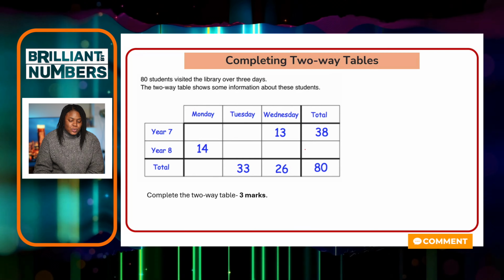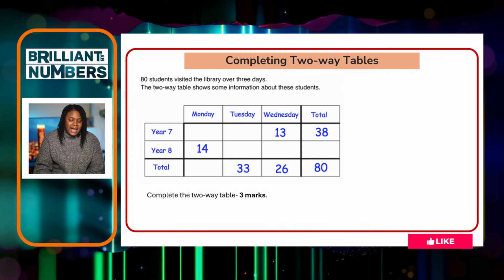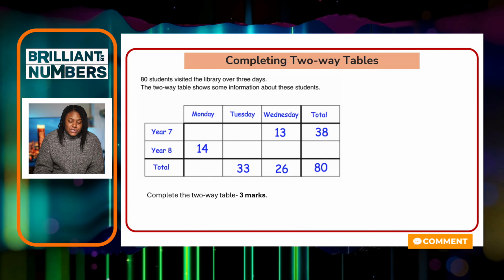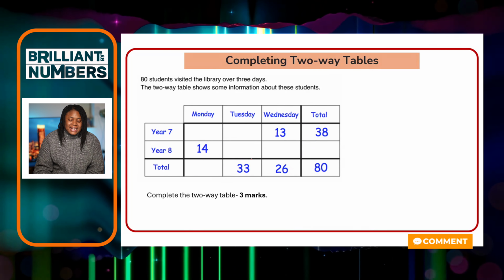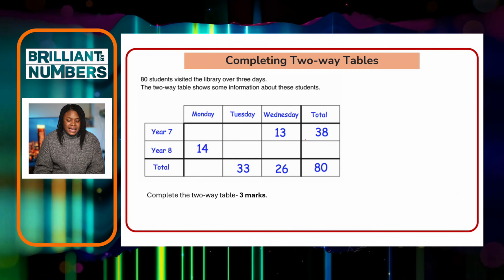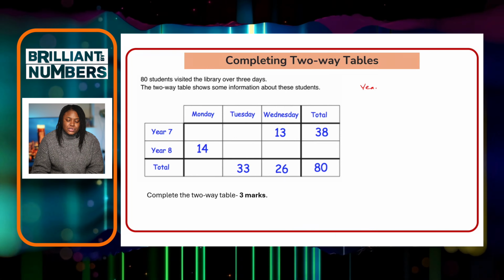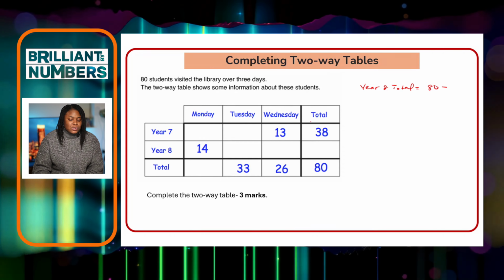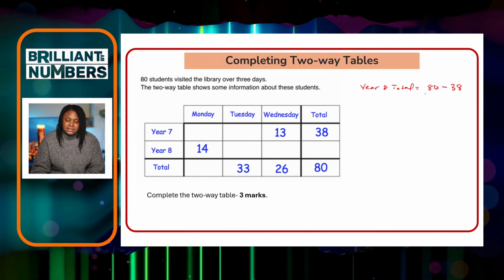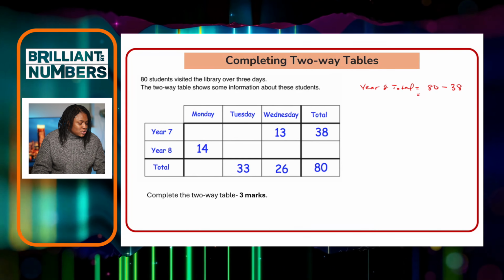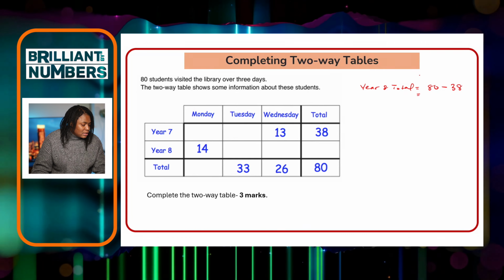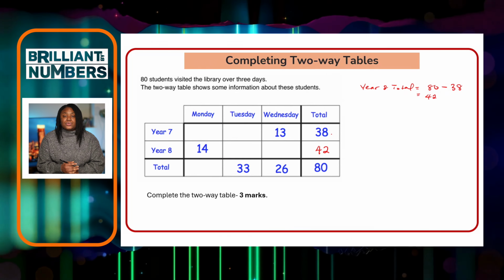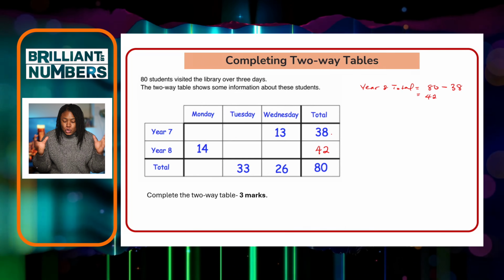Okay, so I'm going to choose where I want to start. Now, first of all, here I can see my final total on this table is 80. Now, I know the total for year 7, so I can go ahead and calculate the total for year 8. So, year 8 total would be equal to the total of 80 take away the total of year 7, which is 38. Just going to use my calculator. So 80 take away 38, and that gets me 42. So I'm going to fill my cell in here with 42. Straight away, my gap begins to close.